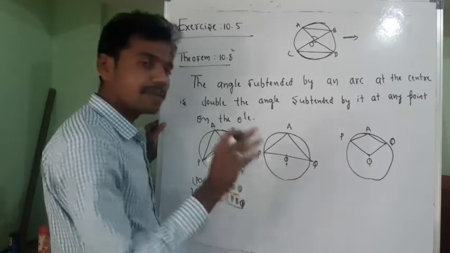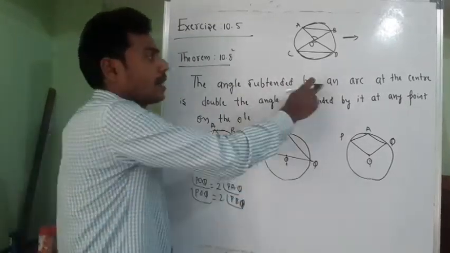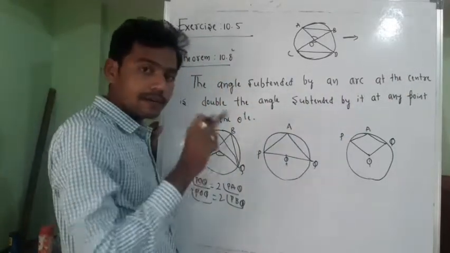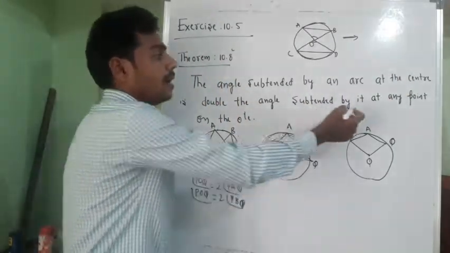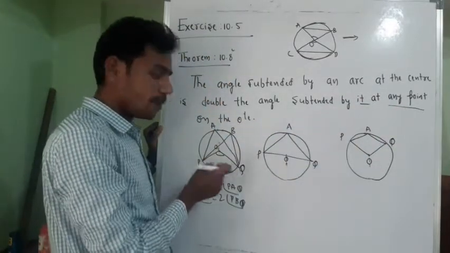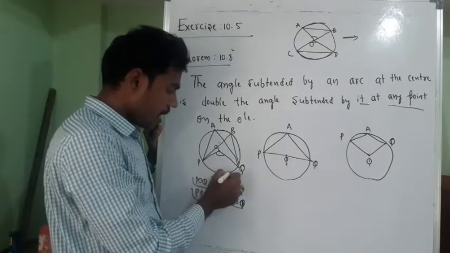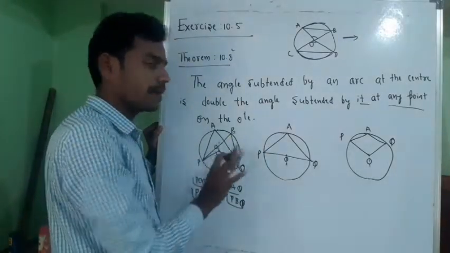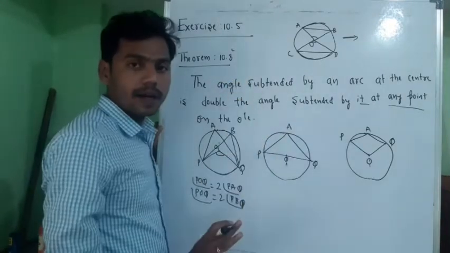So, the angle subtended by an arc at the center is double the angle subtended by the arc at any point on the circle. This is theorem number 10.8.